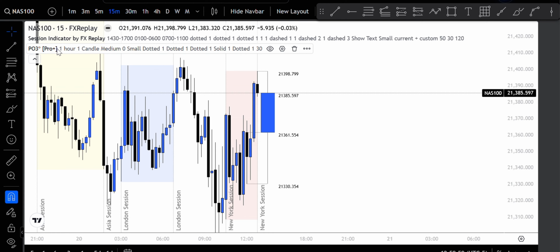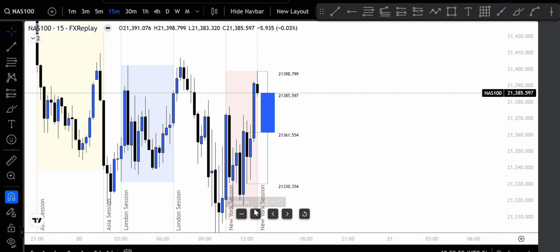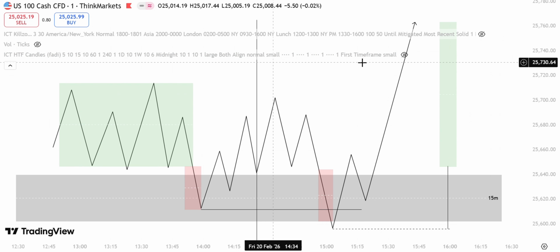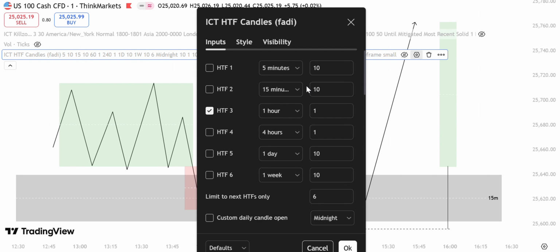So you got to focus up on this one. You can take a picture, whatever. Power 3 Pro, 1 hour candle medium. And yeah, this is my main one, but let me actually show you. I have another one right here in my TradingView account, which is this one: ICT, high time frame candles, FADI. You can have all of these candles that you like right here on your right side.